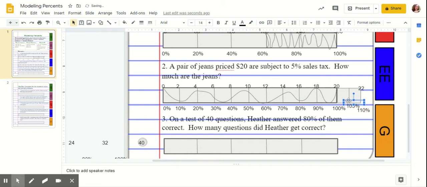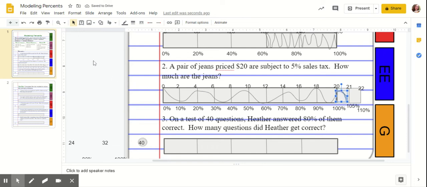Let's move it up a little bit. Well, if the tax put me halfway between 100% and 110%, then I know the cost is going to be halfway between 20 and 22. What number is halfway between 20 and 22? I hope you said 21 because that's right. So that means that the cost of the jeans with the sales tax is going to be $21. I could also show with my scribble tool that I continued this into this part of the model as well.